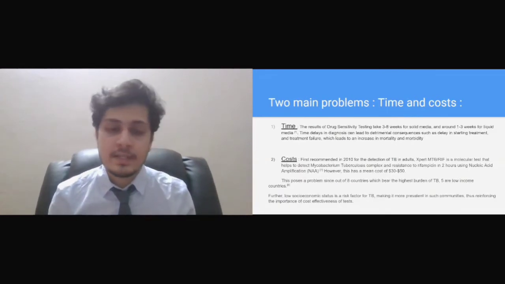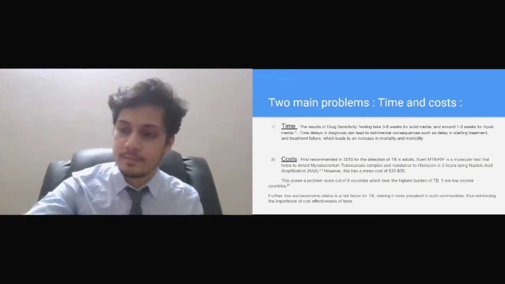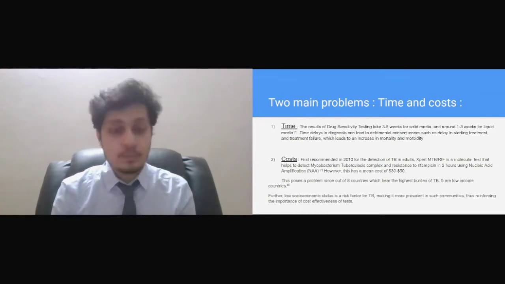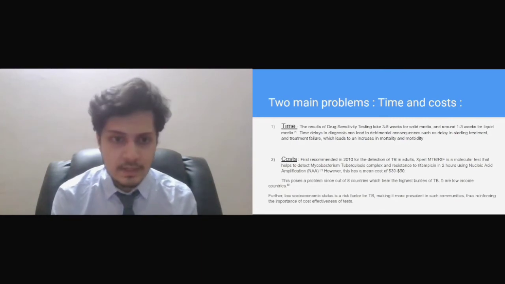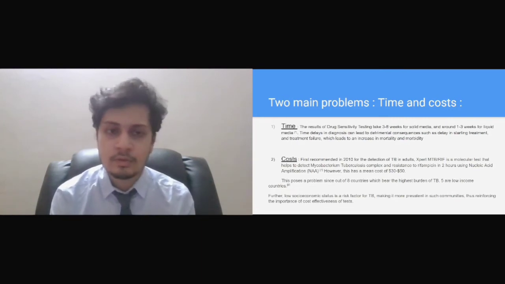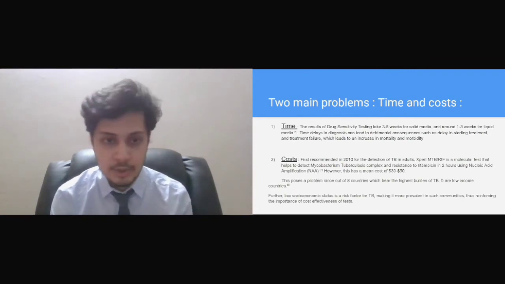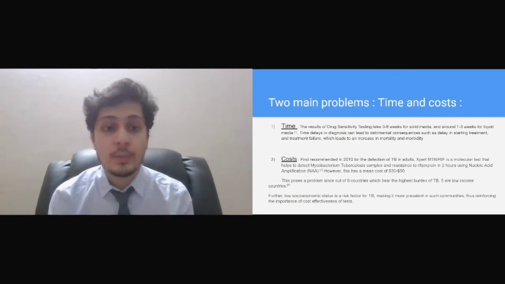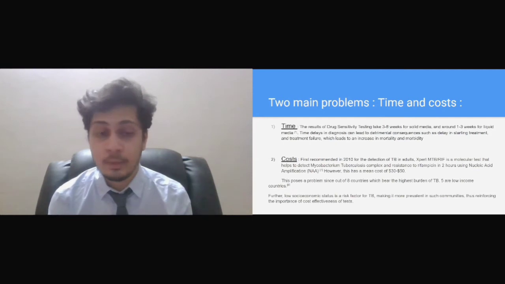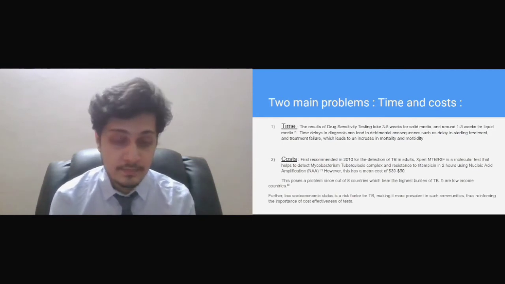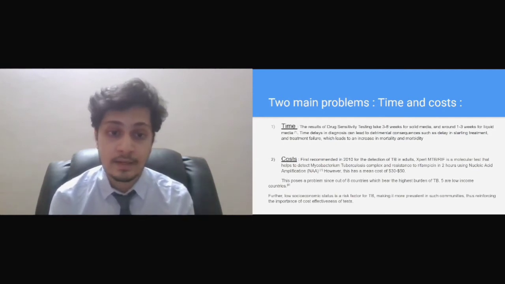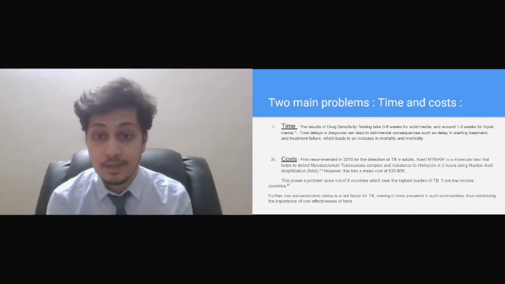When it comes to investigations regarding Mycobacterium tuberculosis, there are two main problems: time as well as costs. There are a lot of investigations for Mycobacterium tuberculosis, both solid media as well as liquid media. Among the solid culture media that we use to detect MTB, we have LJ media, which is also known as the Lowenstein-Jensen media. And we also have liquid media, for example, BACTEC 460, as well as MGIT, which is Mycobacterium Growth Indicator Tube.